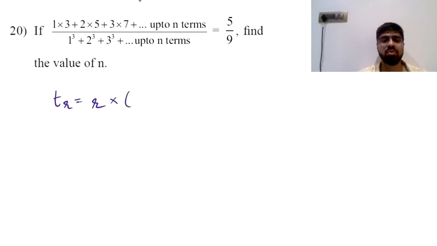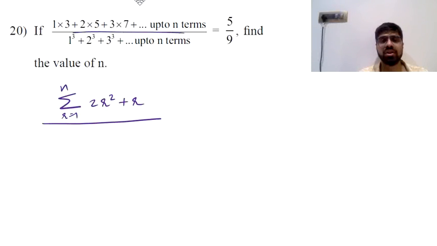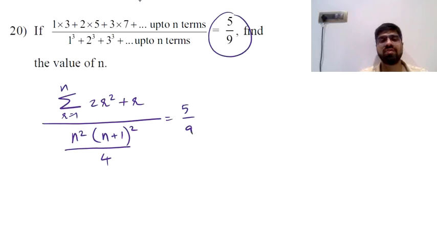So r into (2r plus 1) is your general term for the numerator's sequence, and the numerator is a sum of all these type of terms. So the numerator is summation of r into (2r plus 1) from r equal to 1 to n. You can expand it and write it as 2r square plus r. Before you start evaluating it, check the denominator also. The denominator is a simple sum of all cubes. So the summation value can be written as n square (n plus 1) square divided by 4. And the expression has the value 5 upon 9.